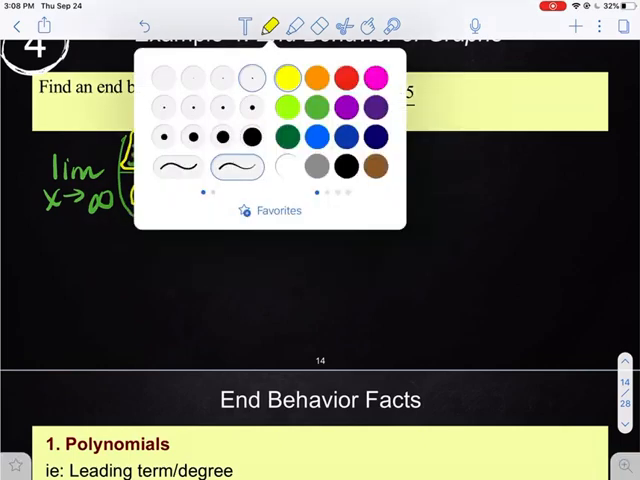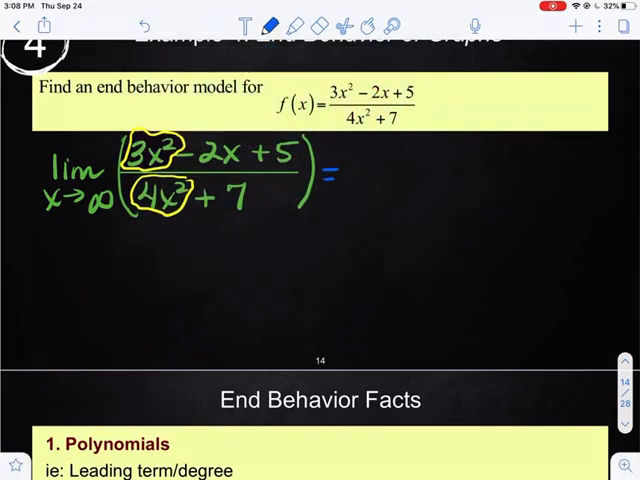So I can say that this expression is not going to be too affected in the numerator by a minus 2x and then a plus 5. Those are kind of dinky terms compared to a 3x squared, for crying out loud. And then at the bottom, the plus 7 isn't going to mean too much.